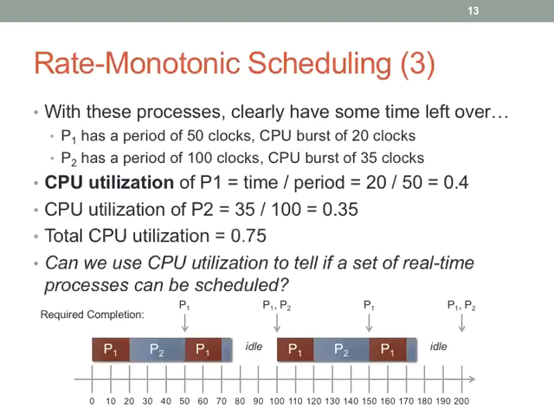So the question is, can we actually use our CPU utilization to tell if a set of real-time processes can or cannot be scheduled? Add up the CPU utilization of all of our processes. If it's less than 100%, then yay, we can schedule it, right? That's the idea.